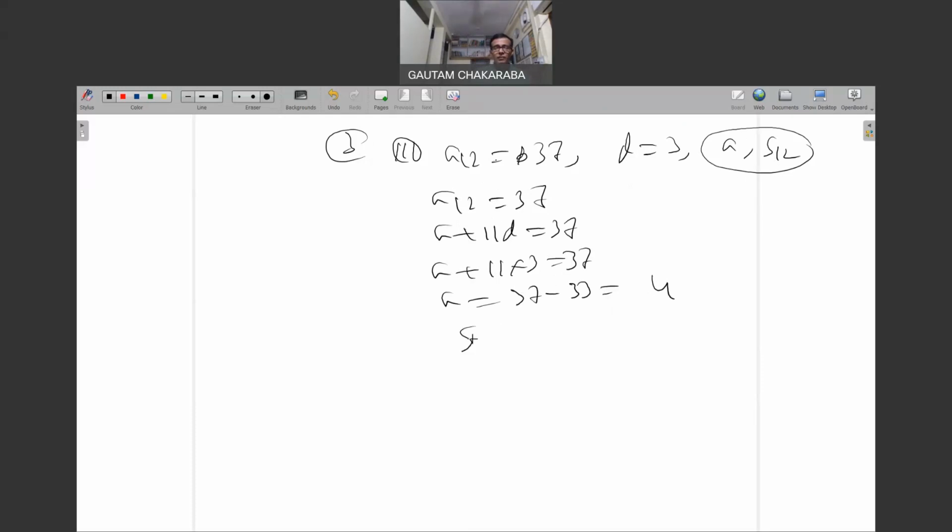Now after that, S12 is equal to n by 2 into A plus An, because the last term is also given. So n is 12 by 2, first term is 4, A12 is equal to 37. Now calculate, this is very simple, but think fast. You have to think, otherwise it won't be possible. Always go step by step. Okay, noted.